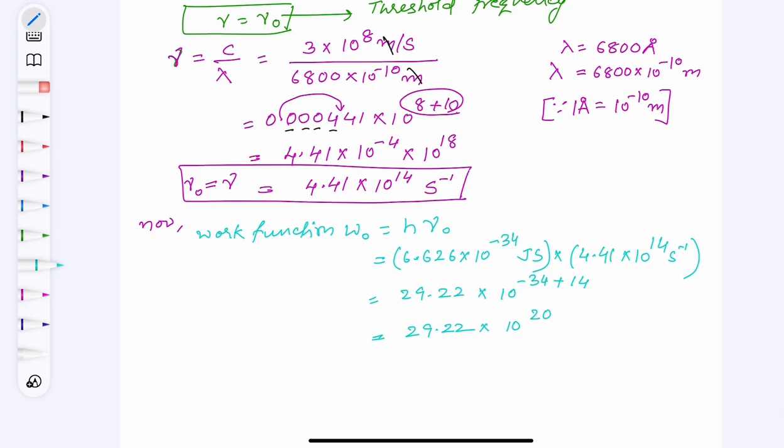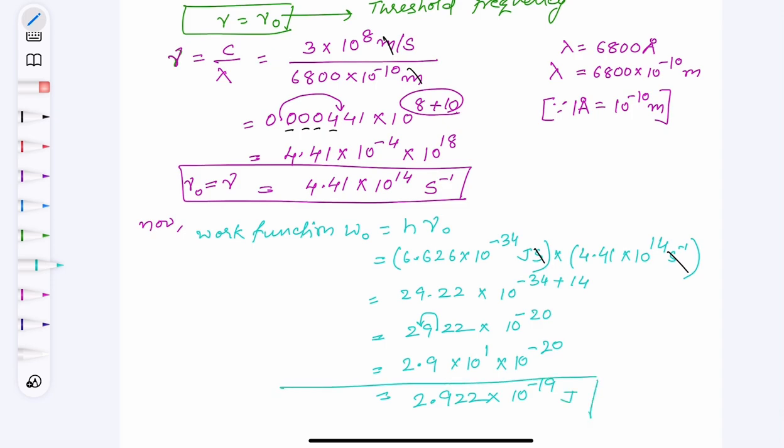34 is the greater number having a minus sign, so we put a minus sign over here. Now this decimal point can be shifted towards the left by 1 digit. So I can write this in scientific notation like this: 2.922 into 10 to the power of 1, because I have shifted by 1 digit, into 10 to the power of minus 20. So finally the answer is 2.922 into 10 to the power of minus 19. And the unit, you can see that seconds per second will be cancelled, and you have the unit of work function as joules.